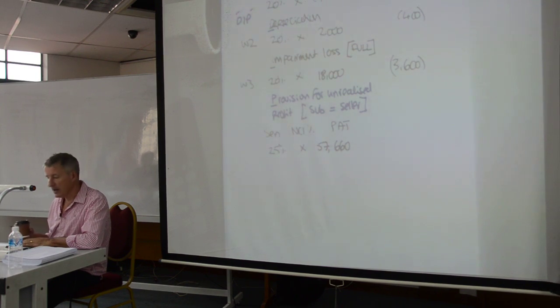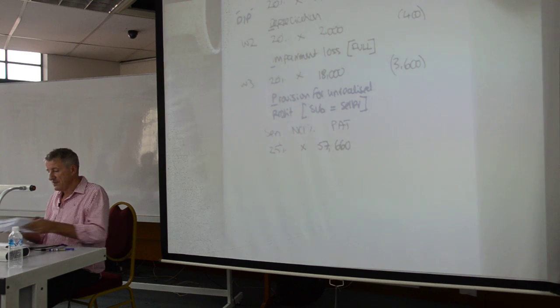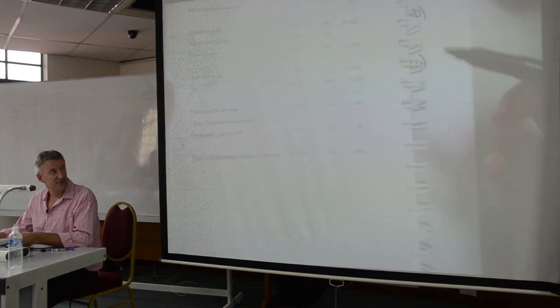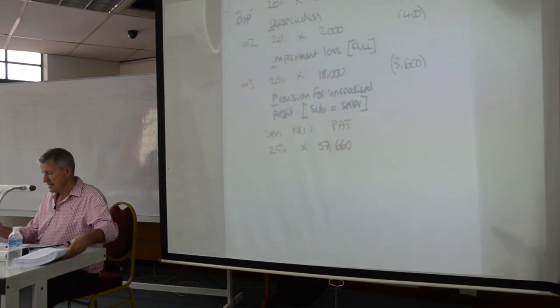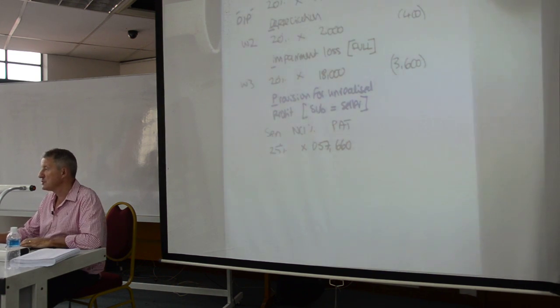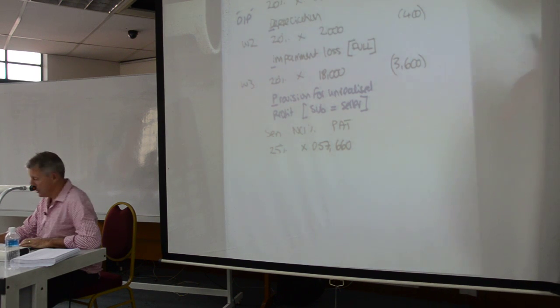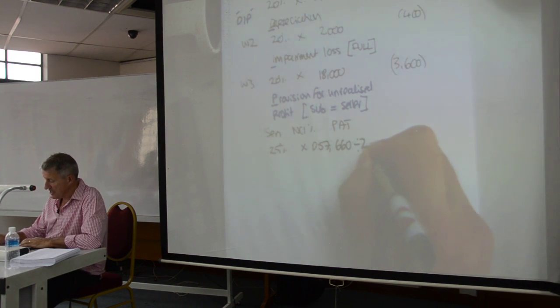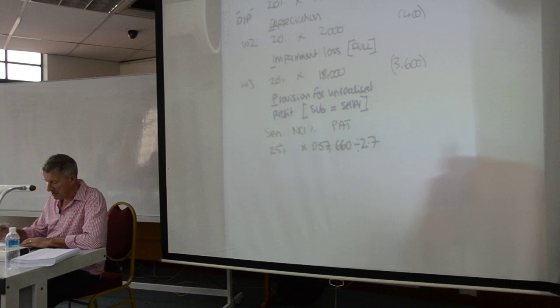Correct. That figure of 57,660 is from the raw data, and all that raw data is in dinars. Because that is in dinars, we need to translate, and we are translating the profit. So we translate the profit at the average. The average was 2.7. So 25% of 57,660 divided by 2.7, and that gives me, that's a horrible number.